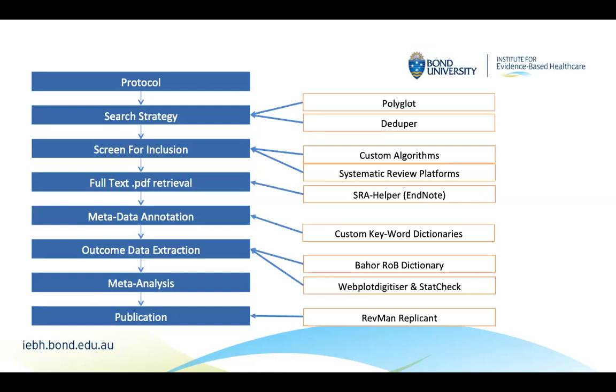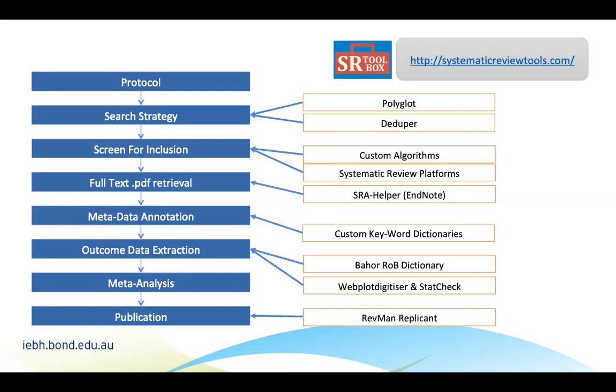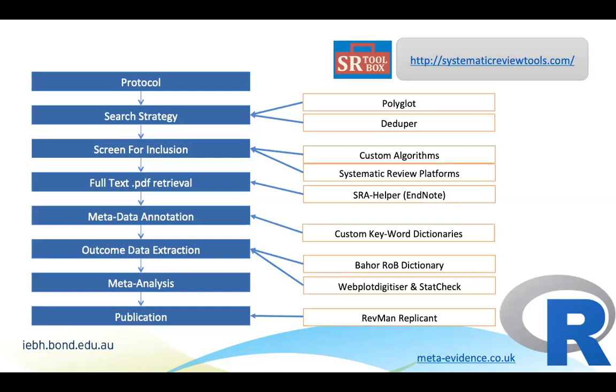So these are just some of the tools that are available. I would highly recommend going to Systematic Review Toolbox. This is basically a database of the current automation tools available for systematic review, built by Chris Marshall and Anthea Sutton. So that's a really, really good resource.